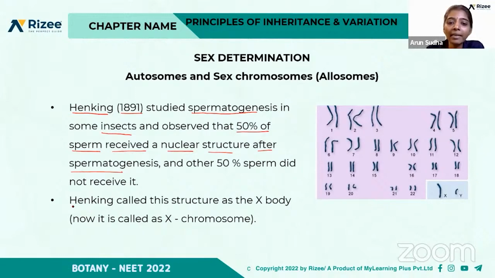Henking called this structure the X body, which is what we now call the X chromosome. He studied this and found it, and called it the X body in insects. Now it is called the X chromosome. So he studied spermatogenesis and named it the X body, which is called the X chromosome.